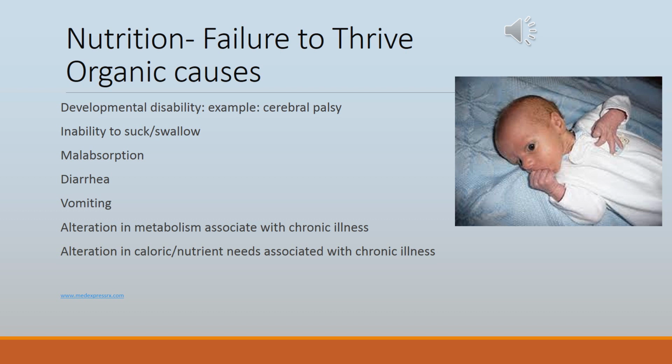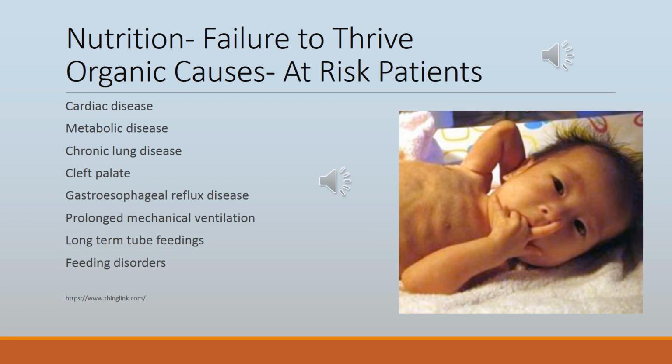Organic causes can be developmental disabilities. These may contribute to failure to thrive as the child's ability to consume adequate nutrition is impaired because of sensory or motor delays, such as with cerebral palsy. Other organic causes of failure to thrive include inability to suck and/or swallow correctly, malabsorption, diarrhea, vomiting, or alterations in metabolism and caloric nutrient needs associated with a variety of chronic illnesses. Organic causes of failure to thrive may lead to behavioral problems that potentiate problems with adequate growth. Hence, failure to thrive is thought of as a multifactorial problem.